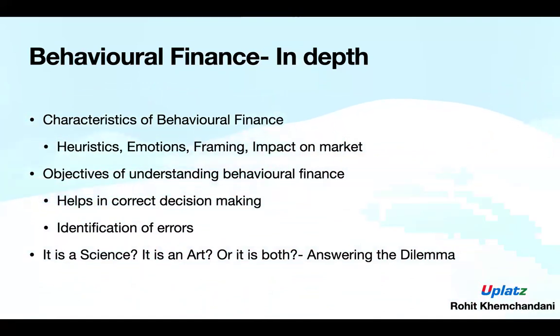Now, decoding this: is it a science, an art, or both? We'll go one by one and see what actually comes up. First we'll take behavioral finance as a science. Science is a systematic and scientific way of observing, recording, analyzing, and interpreting any event. Suppose we take an example of the stock market only.